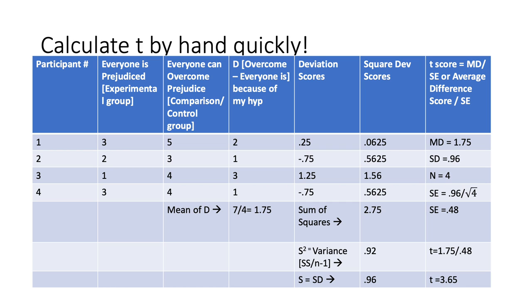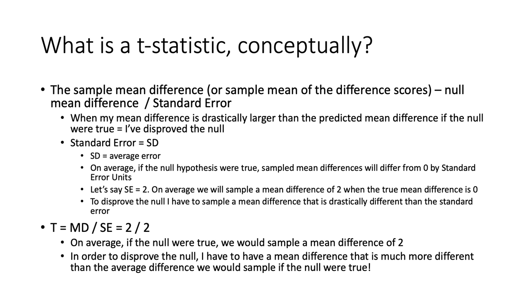So my t-score equals 1.75 divided by 0.48. So my t-score equals 3.67. That is the exact t-score we calculated from SPSS. And that's how you do it. But why would you do this? How many errors could you make in this process? Right? Definitely doing it by hand doesn't make that much sense, but I want to show you where it's coming from. So what is the t-statistic conceptually?